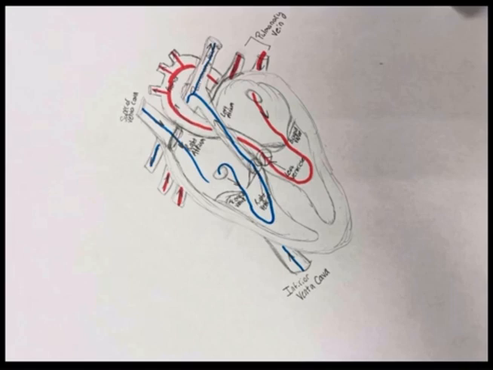The left atrium fills with oxygenated blood and then contracts, pushing the blood through the mitral valve into the left ventricle. It contracts and sends the oxygenated blood through the aortic valve into the aorta, the largest artery in the body. From the aorta, the oxygenated blood is distributed through the body, delivering oxygen and nutrients to the body.